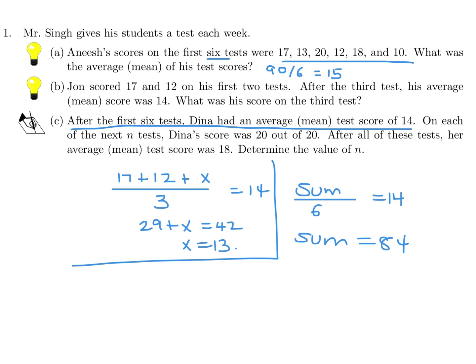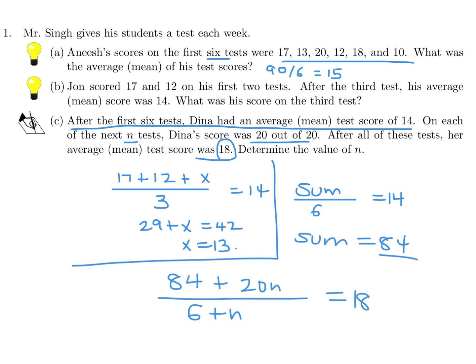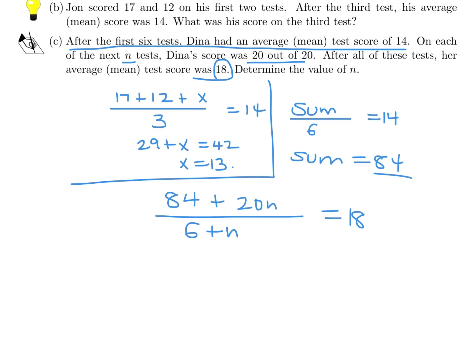And then what they're saying is that you have a whole bunch of other tests, n of them, and she gets 20 on all of them. So now the total sum is 84 plus 20 times n. And then you divide by the total number of tests, which would be 6 plus n, the first 6 and then the n tests after that. And they're saying that is something, I think they told us that, right? It's 18. Okay, there you go. So that's the equation you would have to solve.